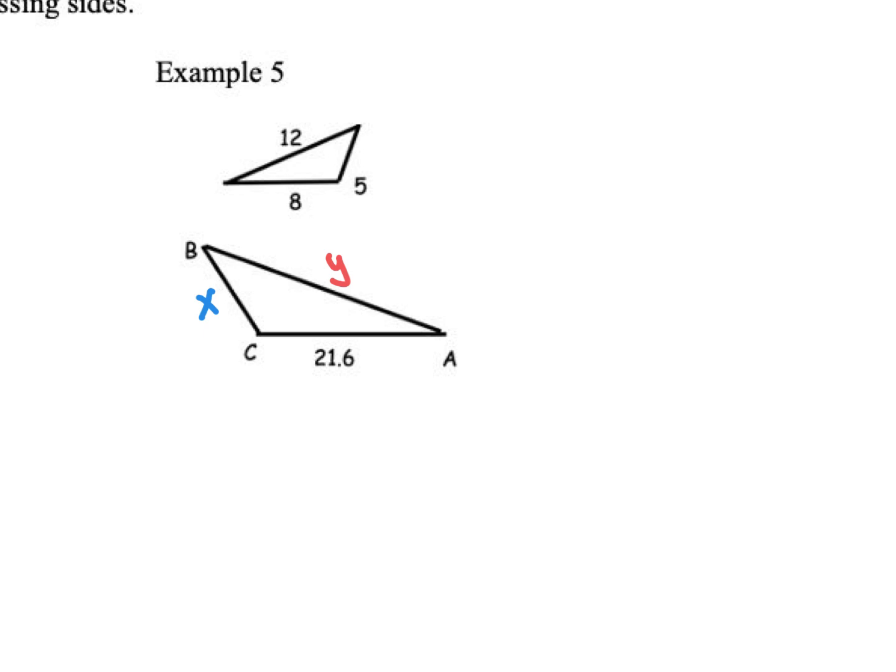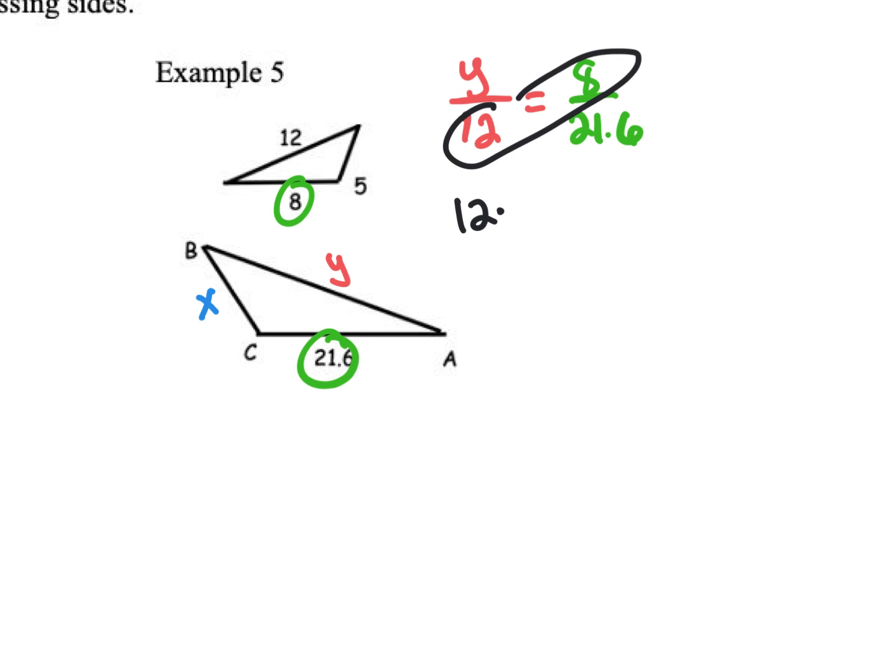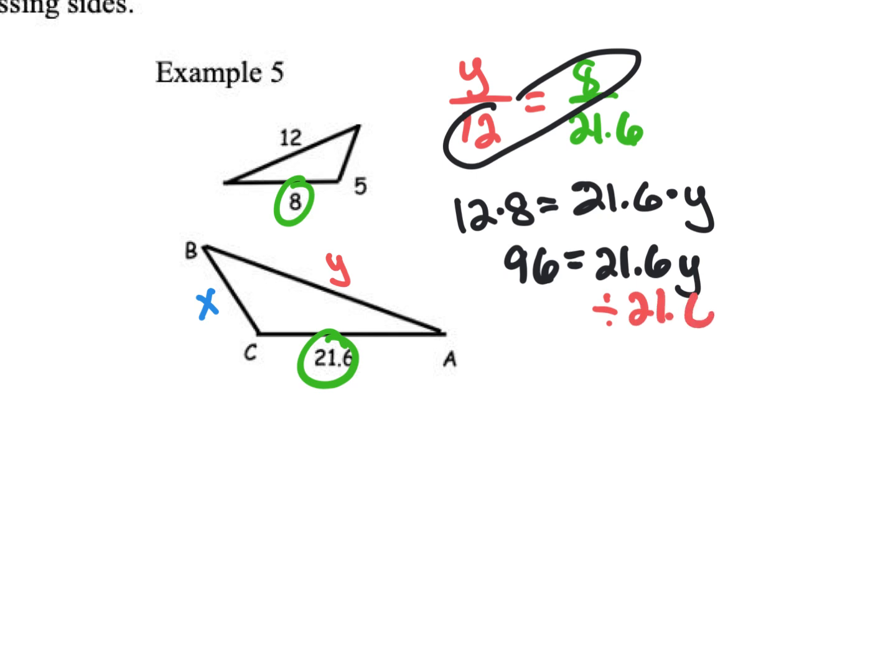All right, so I'm going to try to solve for y. So here's y. Which one goes with it? That's going to be the 12. So we're going to say y over 12. And then let's find the ones that have the numbers. So notice how these two on the bottom have numbers. So we're going to say 8 over 21.6. And then we're going to cross multiply: 12 times 8, 21.6 times y. 12 times 8 is 96. 21.6y. So then we are going to divide by 21.6 on both sides.